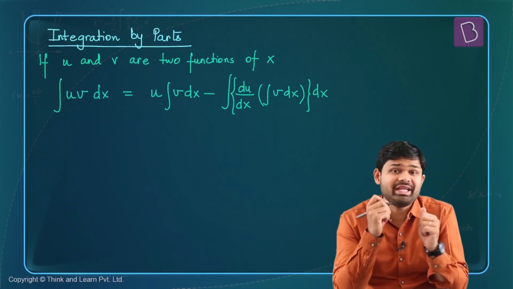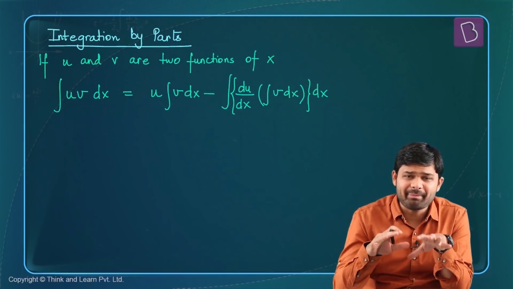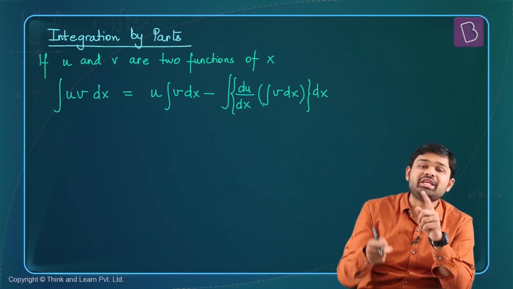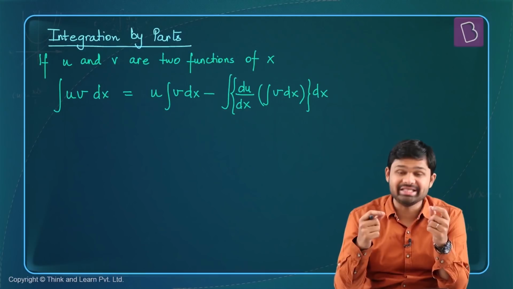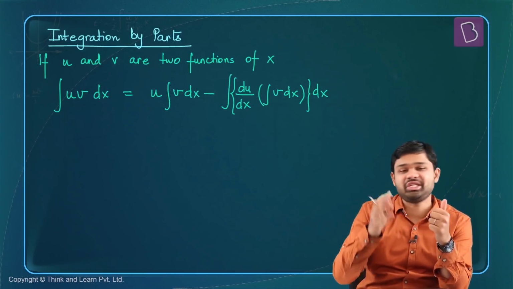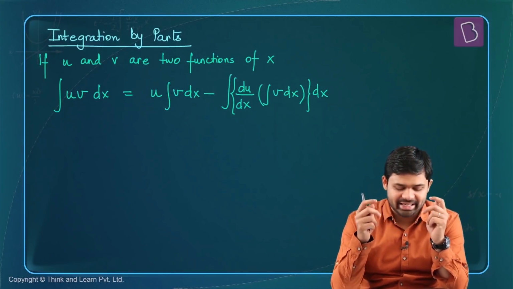Then we move on to another very interesting formula, which is called integration by parts. Now, integration by parts has a standard algorithm. It is actually the opposite of the product rule of differentiation. So if you had the product rule of differentiation, the opposite of that is actually integration by parts. When you have a product of two functions, how do you integrate that?